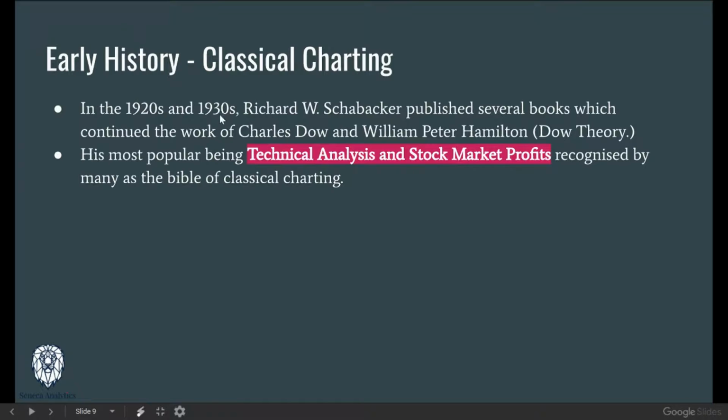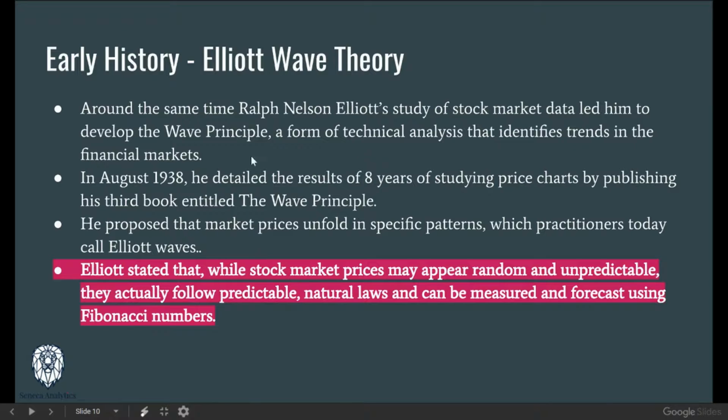So in the 20s and 30s, Richard Schabacker published several books which continued the work of Charles Dow and William Peter Hamilton, which we just discussed as Dow theory. His most popular being Technical Analysis and Stock Market Profits, which is widely recognized by many as the Bible of classical charting. And on the other hand, we had around the same time Ralph Nelson Elliott's study of the stock market data, which led him to develop what's called the wave principle, a form of technical analysis that identifies trends in financial markets.